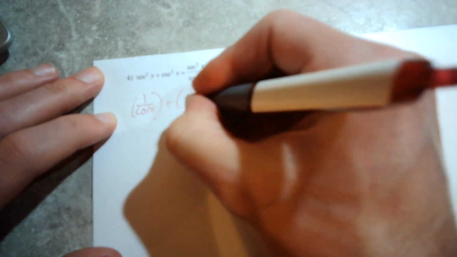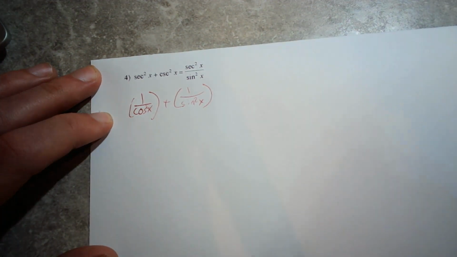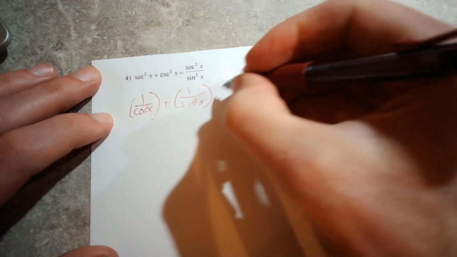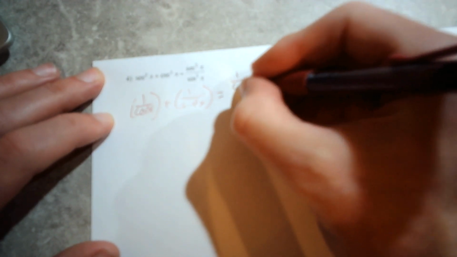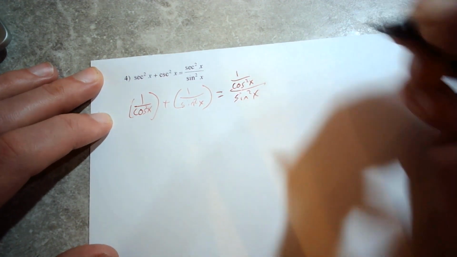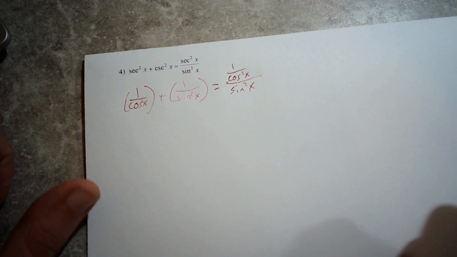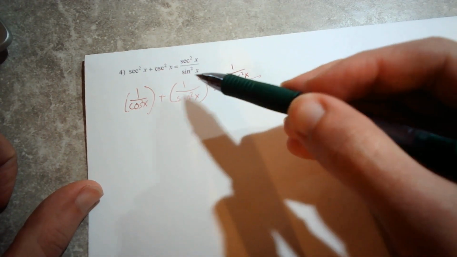squared. Cosecant, I'm going to replace that with 1 over sine squared. Alright. And then, let's try this. Secant, okay, I'm going to replace that with 1 over cosine squared x all over sine squared x. Okay, what next? Well, I have a fraction plus a fraction.